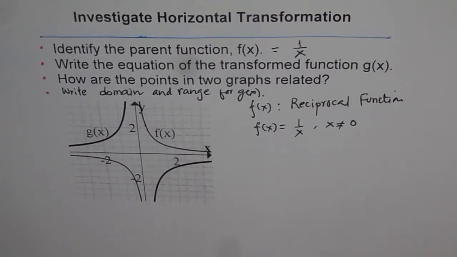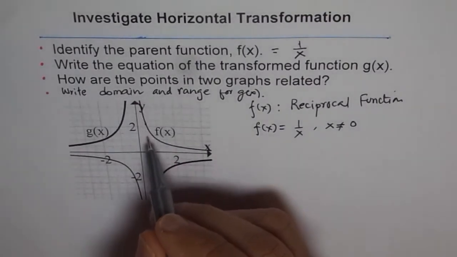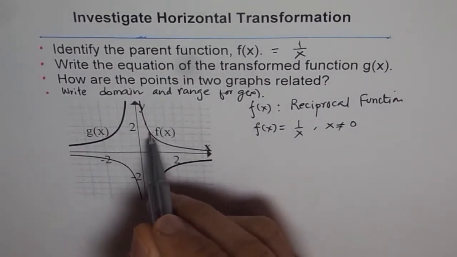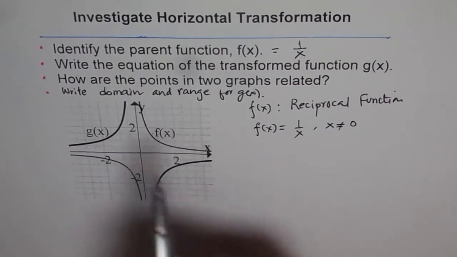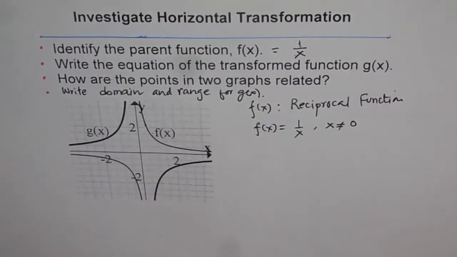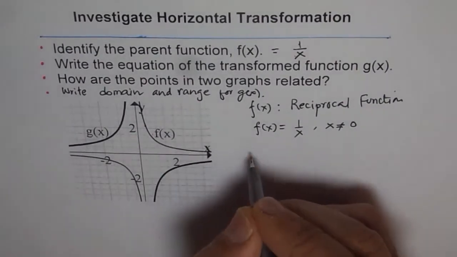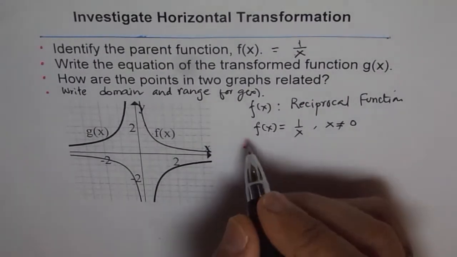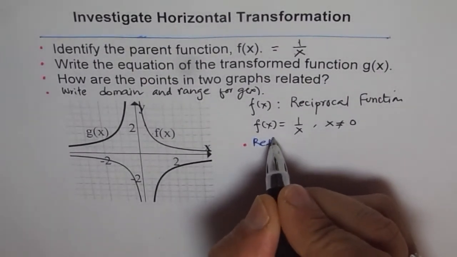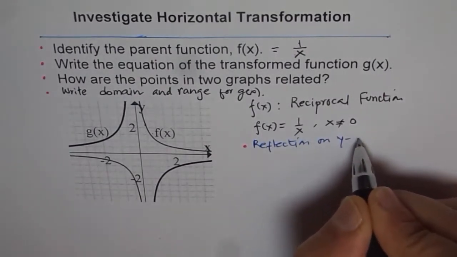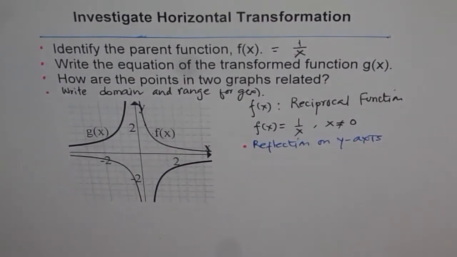So if you notice, what do you notice first thing? So this is f of x, and g of x is kind of a reflection on the y-axis, right? So that indicates x minus, right? Minus with this will give you a reflection on the y-axis. So first transformation which you notice is reflection on y-axis, right? What else do you notice?